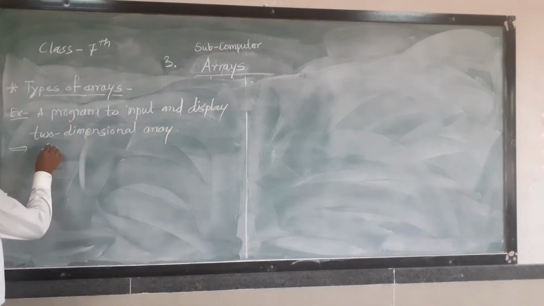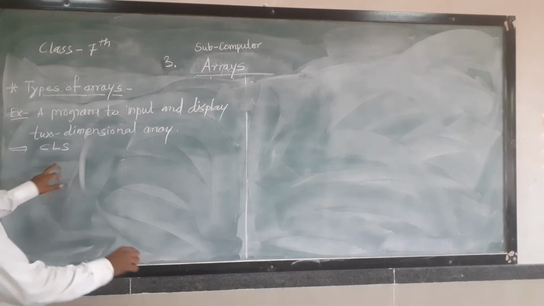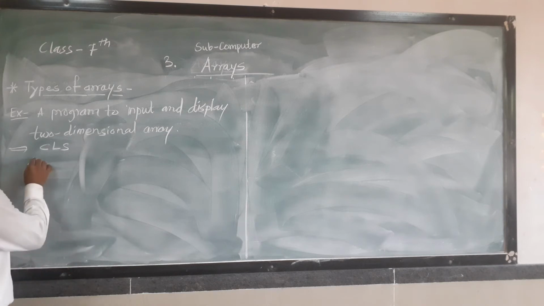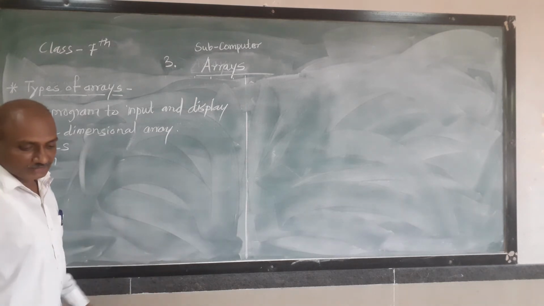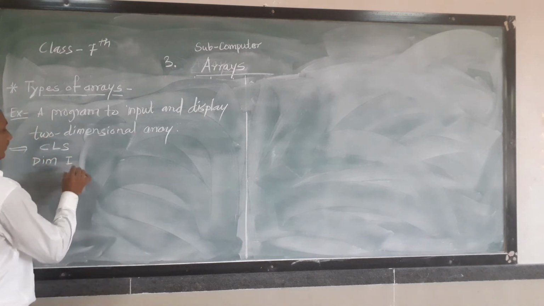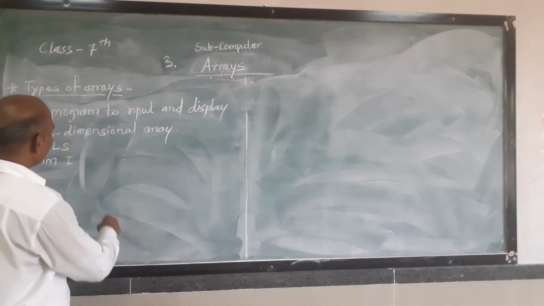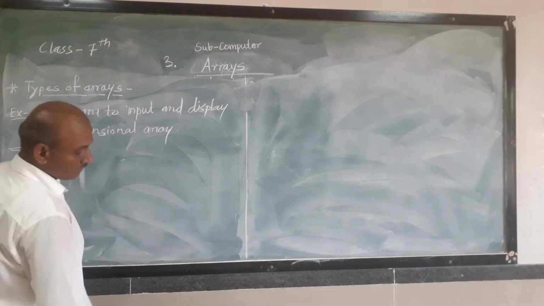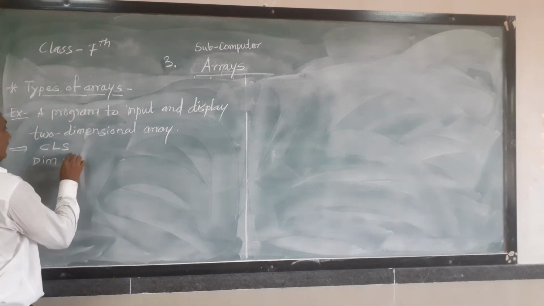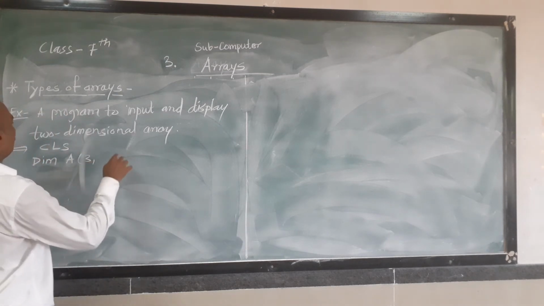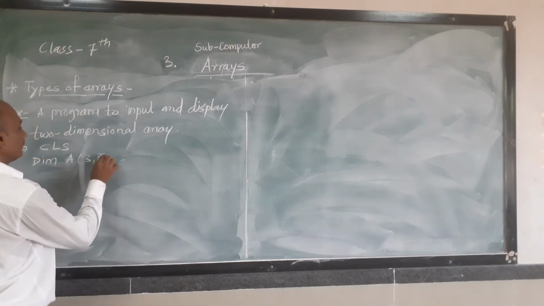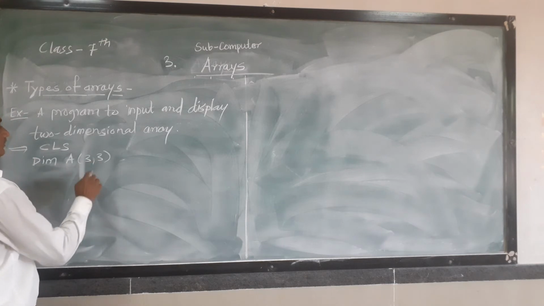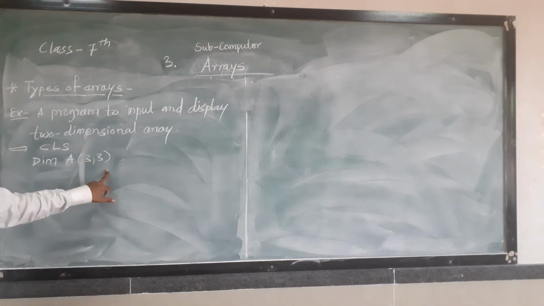For that purpose we write CLS, you know, clear the screen. Second, DIM, to declare the variables: A(3, 3), meaning 3 rows and 3 columns.